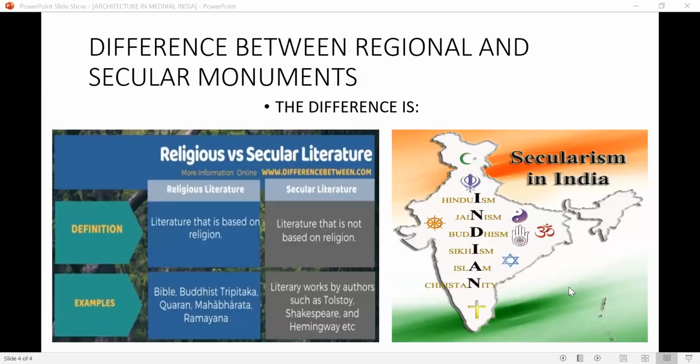In this session, only these things we are going to discuss. This was the introduction of the chapter only. And in the next class, we'll start with temple architecture in medieval India.